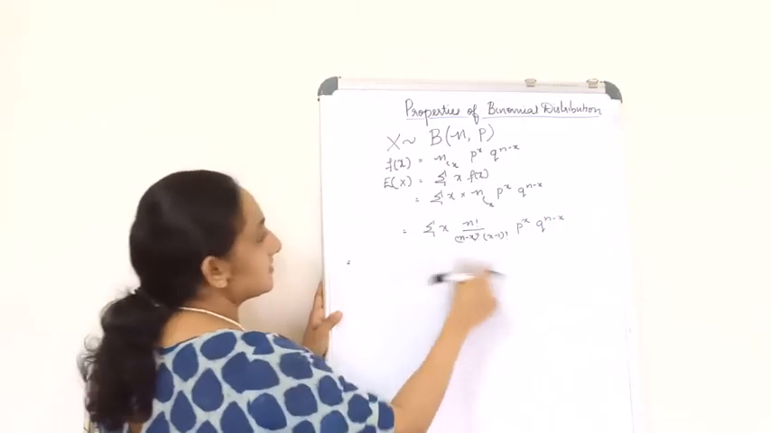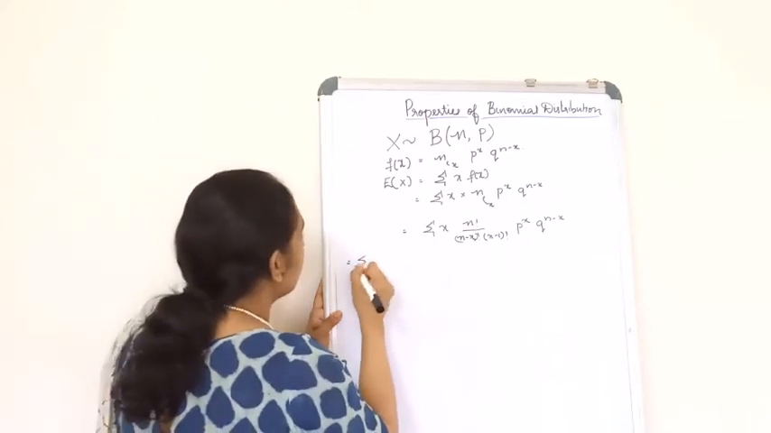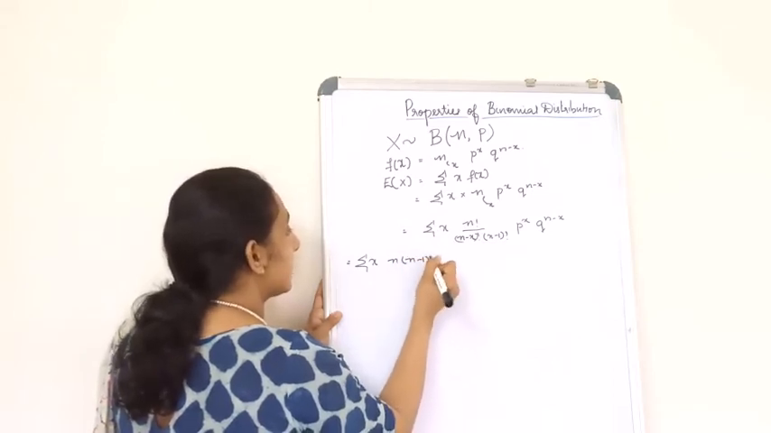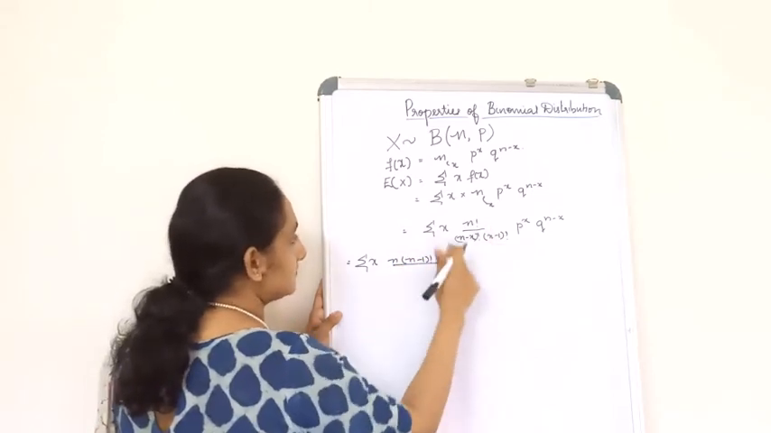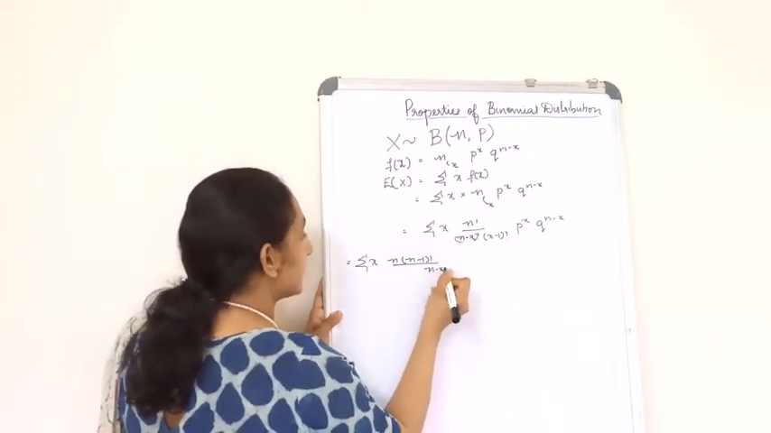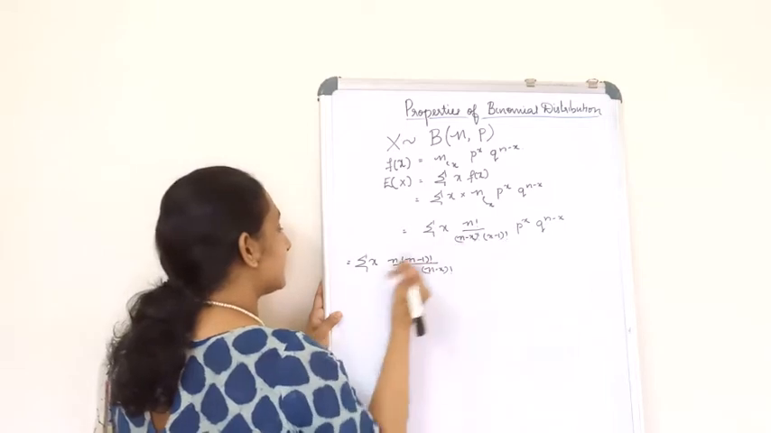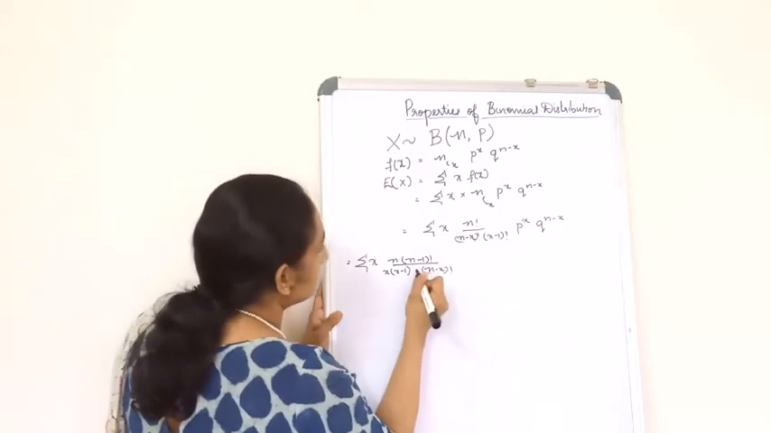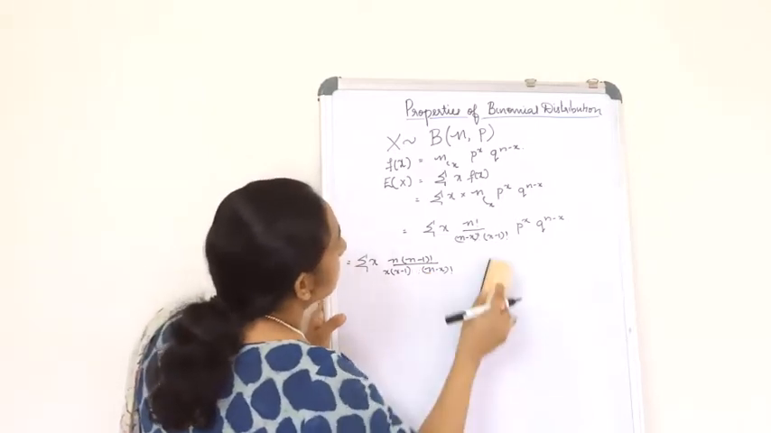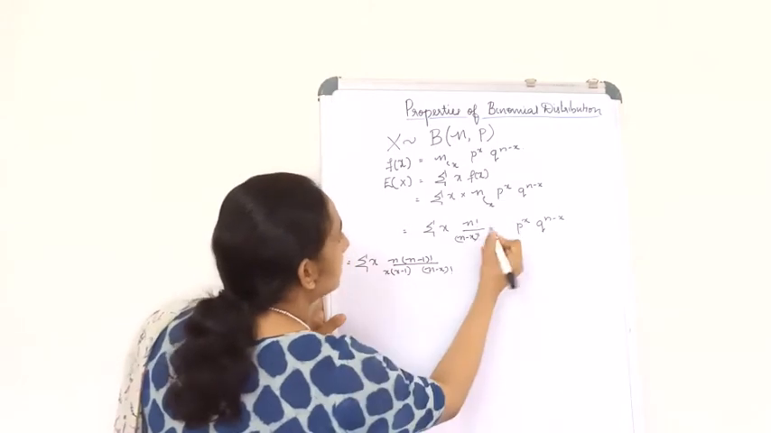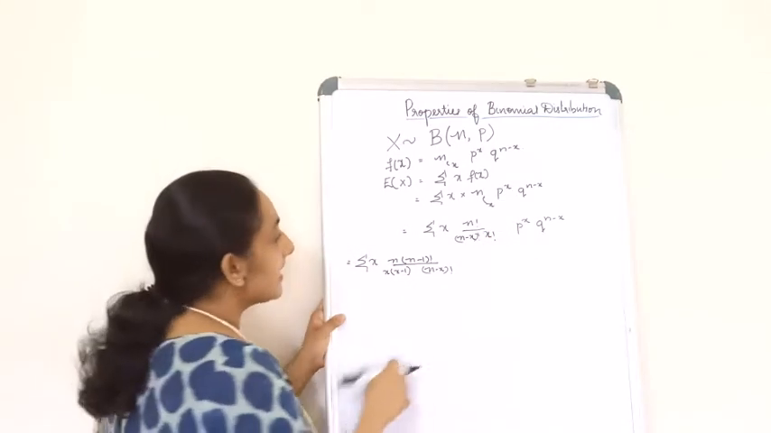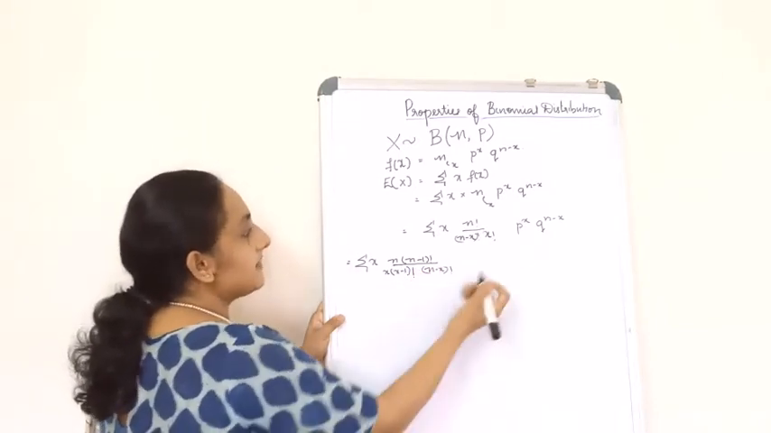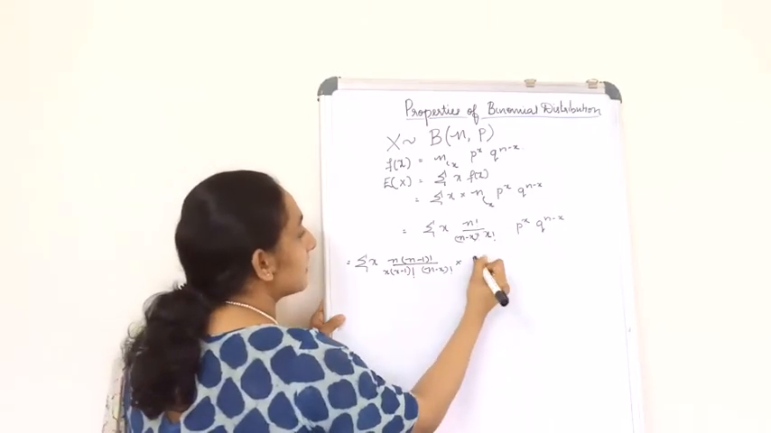Now I am going to rearrange these terms. Summation x into, instead of n factorial I can write n into n minus 1 factorial, divided by n minus x factorial, which I am going to keep as it is, and x factorial. Sorry, this was x factorial actually, that was a small mistake. So this x factorial is now rewritten as x into x minus 1 factorial, multiplied by p raised to x.